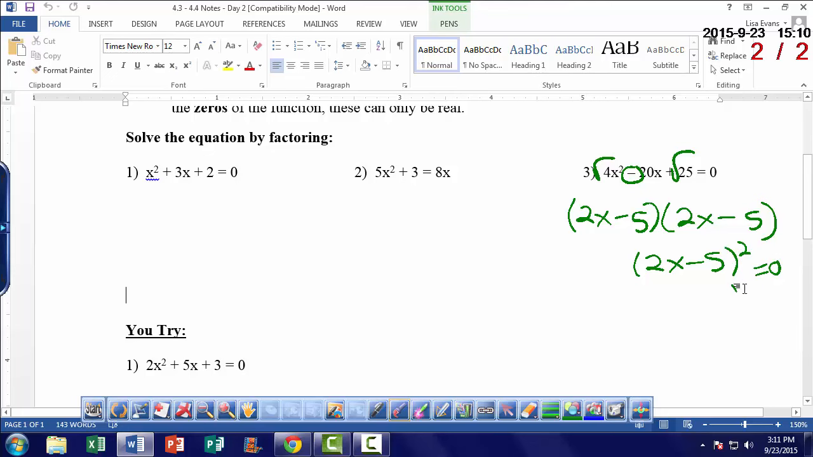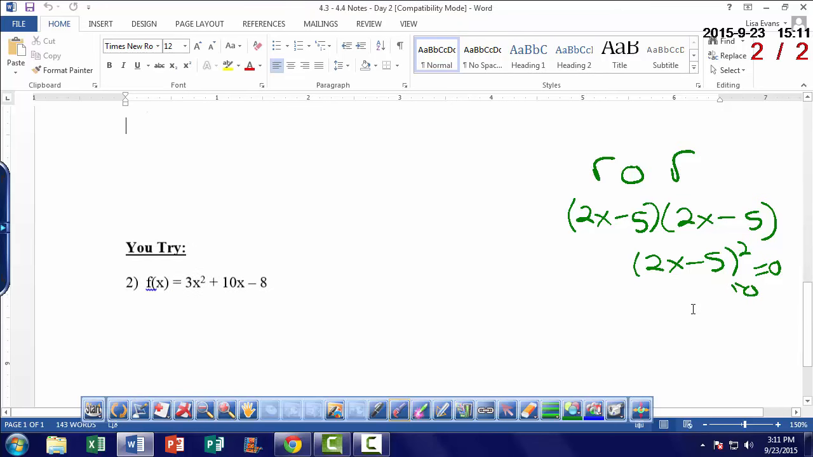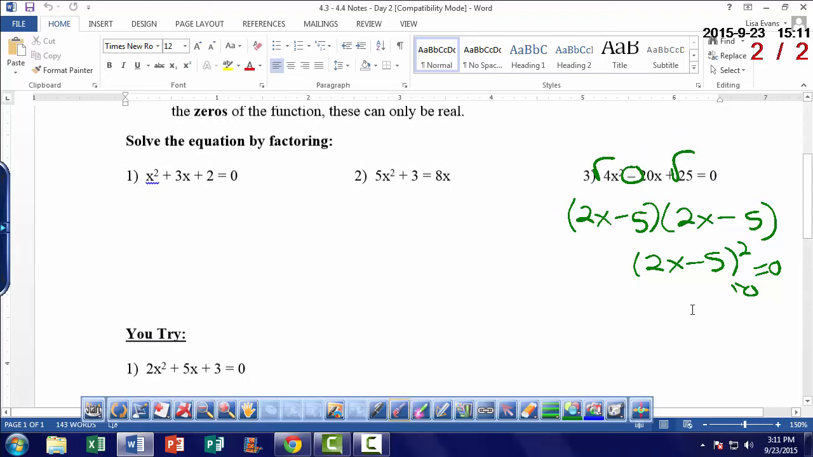We still want to set the parenthesis or the factor equal to 0. When we do that, we get x equals 5/2. You don't need to write it twice. It's the same answer no matter which parenthesis we set equal to 0.